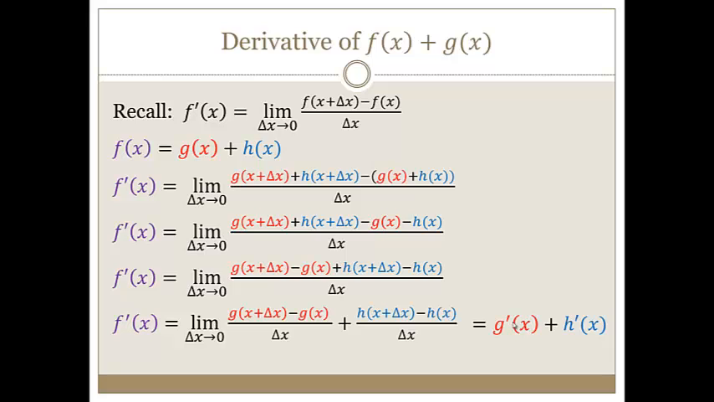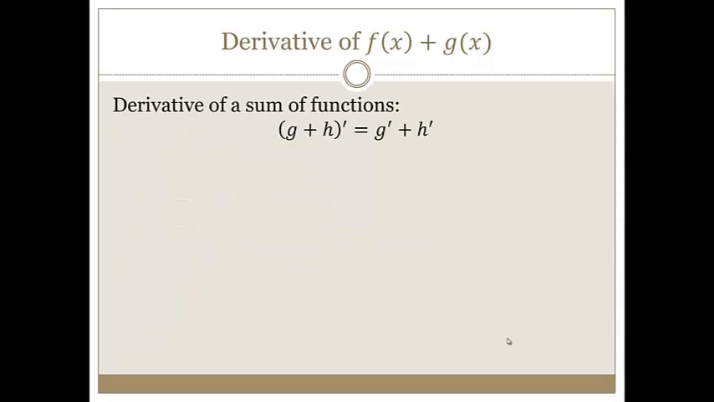This means that the derivative of the function g plus h is the derivative of g plus the derivative of h. We can write this shorthand as g plus h prime equals g prime plus h prime. Or using our other notation, the derivative of g of x plus h of x equals the derivative of g plus the derivative of h.